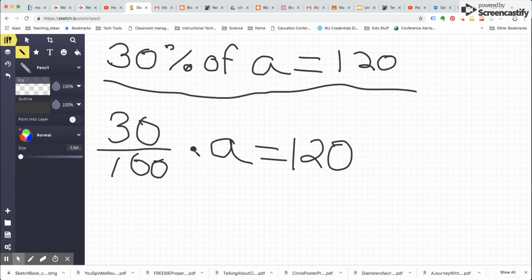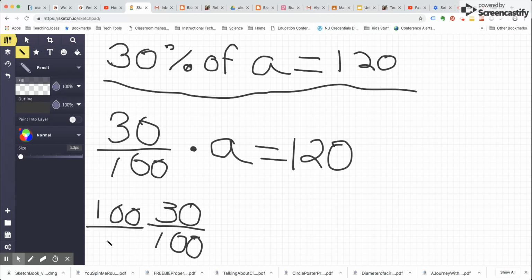So if we see the multiplication sign, to isolate the variable, we get rid of this 30 over 100 by doing the inverse of multiplication, which is division. Now, don't get overwhelmed because it's a fraction and we're dividing. The way that we divide a fraction is just by multiplying by the reciprocal. So the reciprocal is when we have the denominator over the numerator. You can see that here.